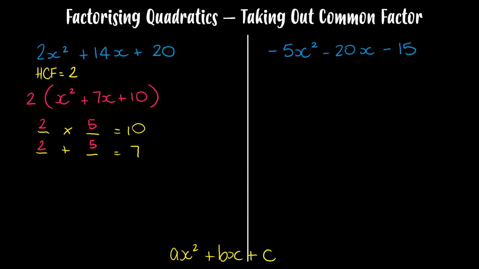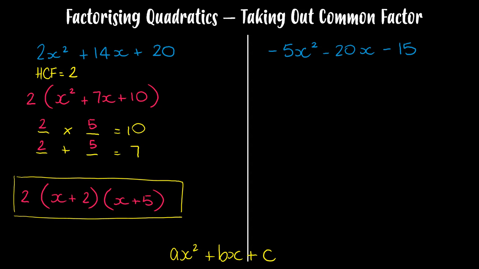because that fits it. So now I'm left with, we don't forget about this 2, we still keep that one out the front. So I'm left with 2 times x plus 2, next brackets, x plus 5. And there is your final answer for this one.